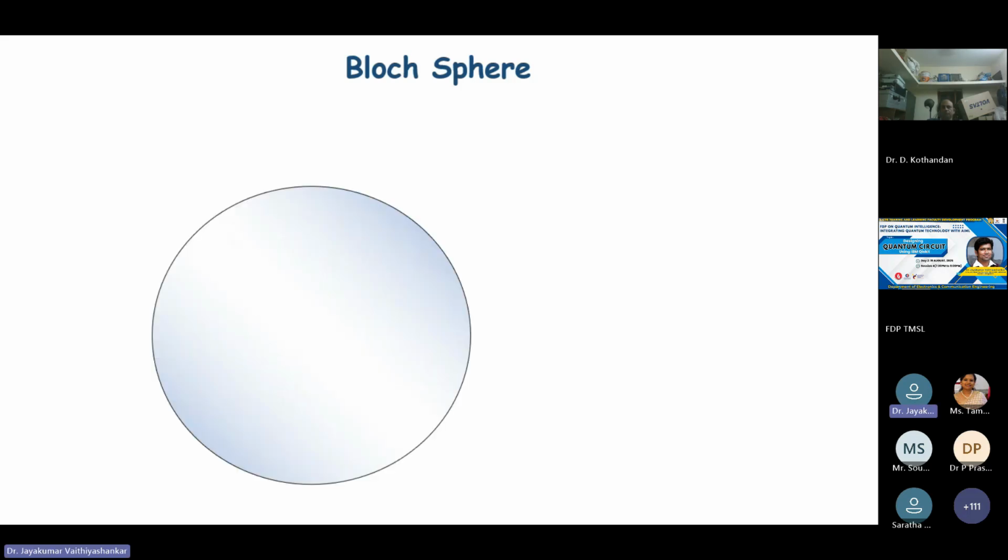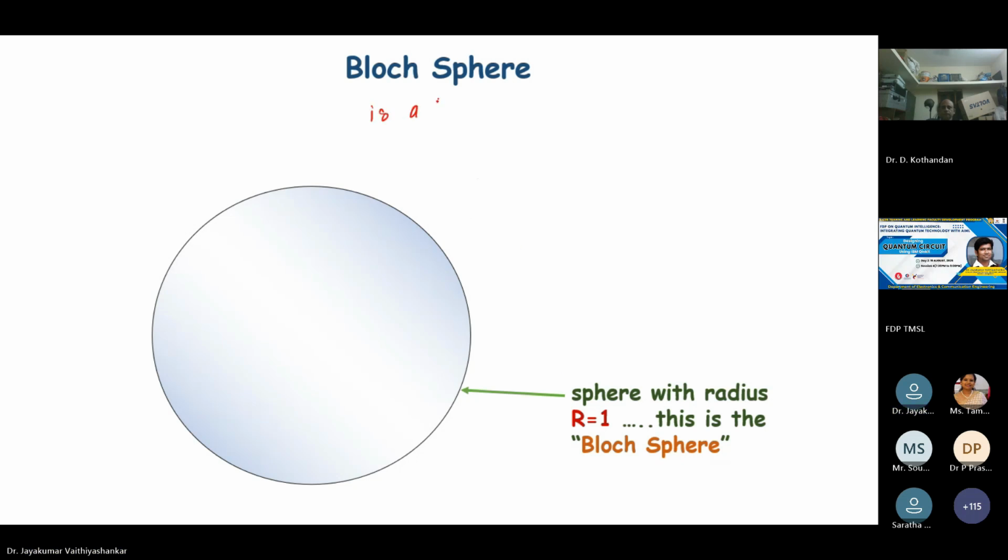I hope qubit was covered in the last talk. Whether qubit, quantum bit, superposition were covered? Yes, sir. Okay, good. So if you want to visualize any quantum bit, then you need to use the Bloch sphere as a tool. So this is a tool. The Bloch sphere is a tool to visualize a quantum bit.